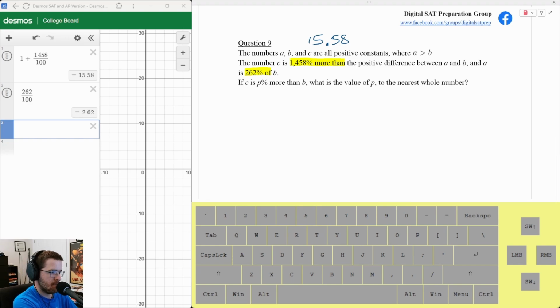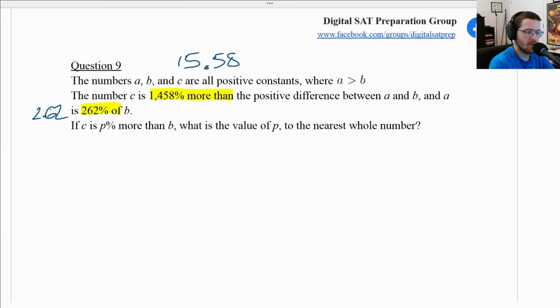And the second multiplier is 2.62. So I'll jot that down as well. Okay, now we got to do the words to math. So it says C is, so that's C equals 15.58. And then it says the positive difference between A and B. So we got to subtract them. So do I do A minus B or B minus A? Well, it says A is bigger than B. So for the positive difference, we put the bigger one first. So A is bigger. We're going to put him first, A minus B.